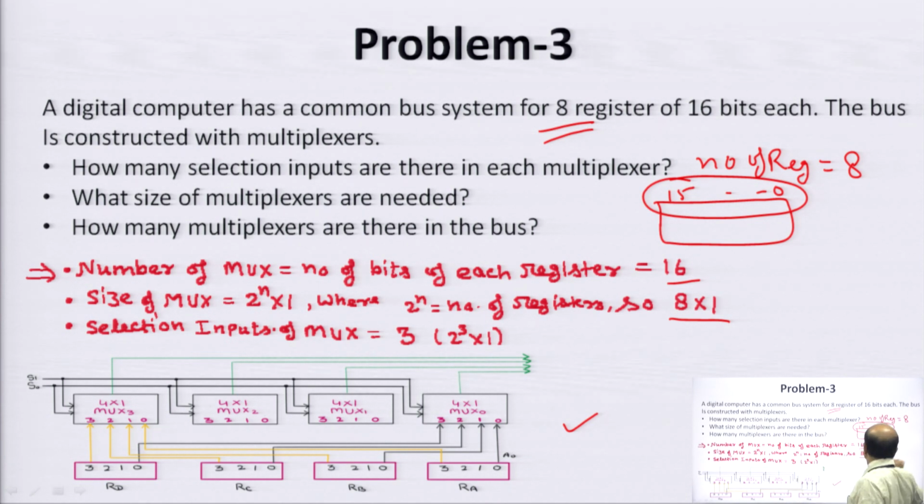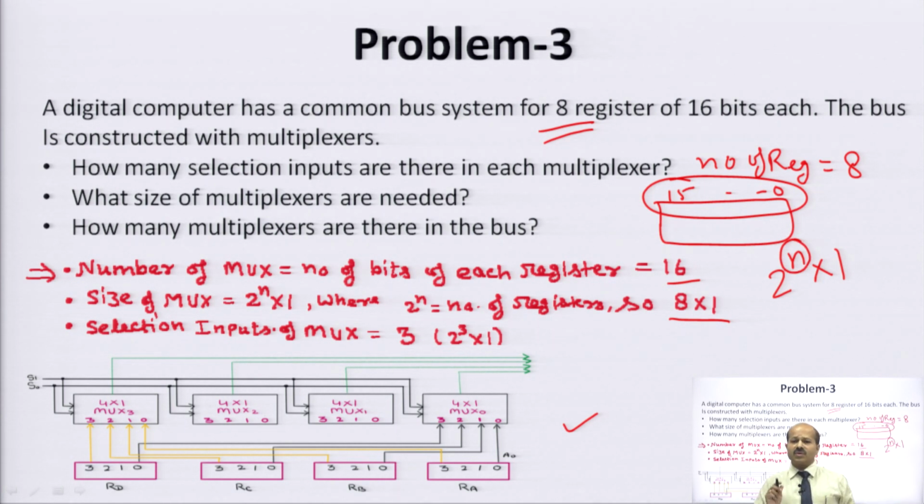And as we know, a multiplexer can be represented in the form of 2 to the power n cross 1, where n is the number of selection inputs for each multiplexer to select one input out of the given inputs. In this case the size of the multiplexer is 8 cross 1, which can be written as 2 to the power 3 cross 1. So, how many selection lines are required? 3 selection lines are required in this particular example.